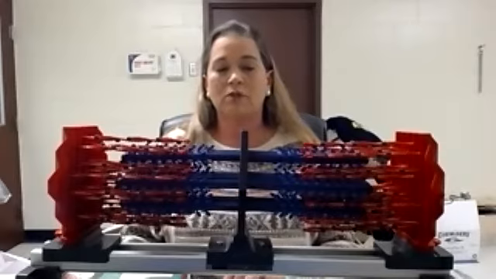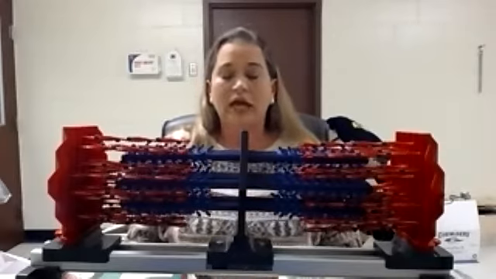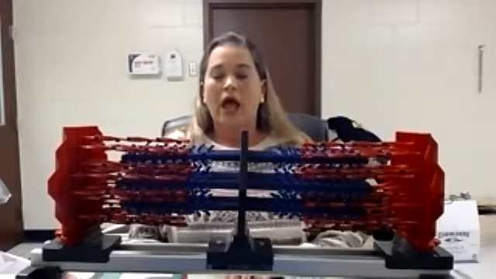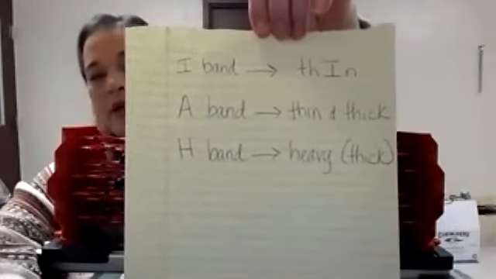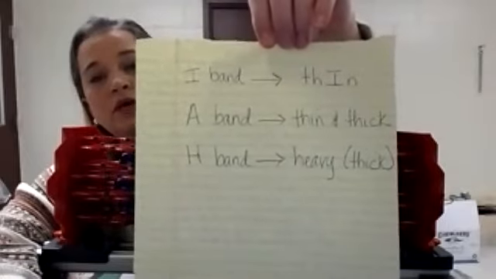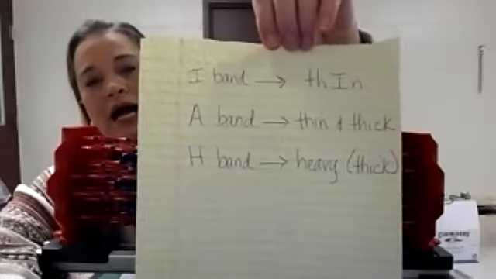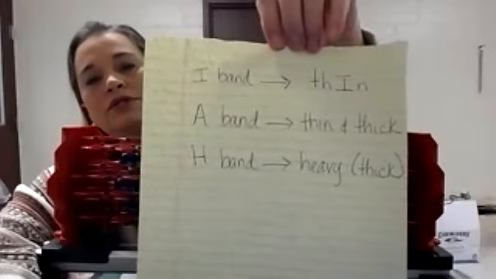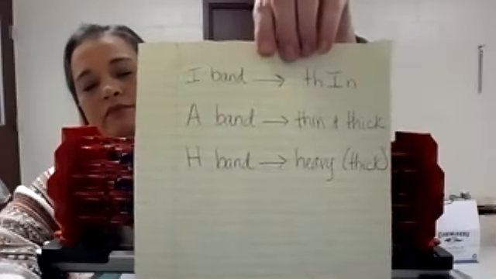Now, the next thing we're going to talk about are the bands. You have three bands that you need to know. You have the I band, the A band, and the H band, okay? And there's a little way of remembering it. Pull this up so you can see it. Okay, so the I band, you're going to think thin, because the I band has thin filaments only. And if you spell it little t, little h, capital I, little n, you see that the I stands out. So in the I band, there are thin filaments only, okay?